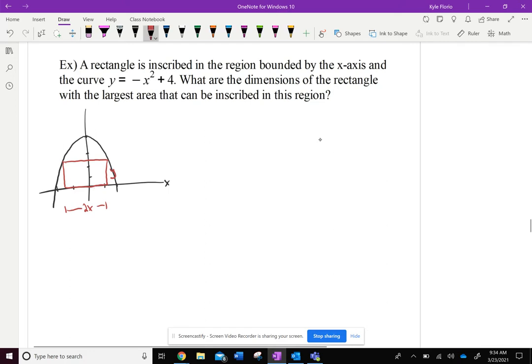So the primary equation that I want to maximize is the area. So primary equation is area, and it's base times height. The base is 2x. The height is y. And now I have two variables here, and I need a secondary equation that kind of constrains what x and y can be. And that curve, that parabola, is exactly what it is. So my secondary equation tells me that I know it has to be bounded by this relationship.